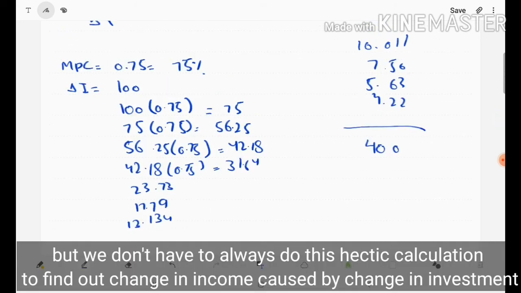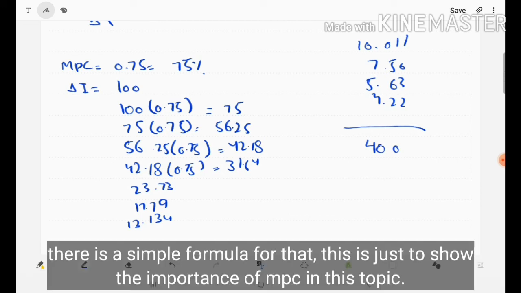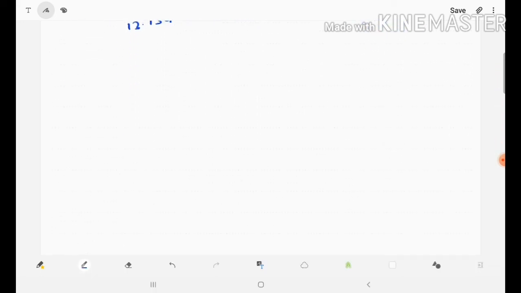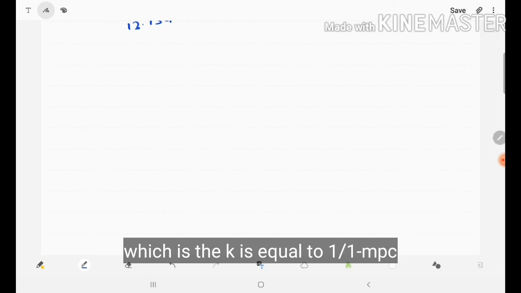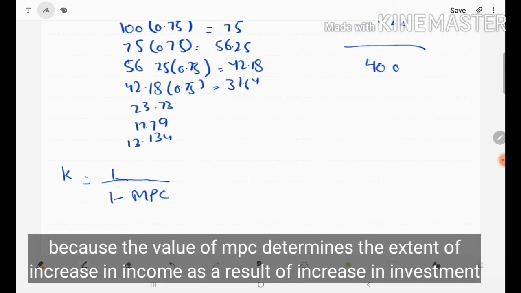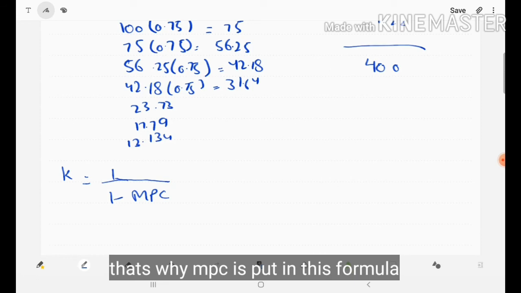But we don't always have to do this long calculation to find the change in national income caused by change in investment. There is a simple formula for that. This was just to show the importance of MPC in this topic. The easier formula is K is equal to 1 divided by 1 minus MPC. See, there is MPC in the formula, because the value of MPC determines the extent of increase in income as a result of increase in investment.